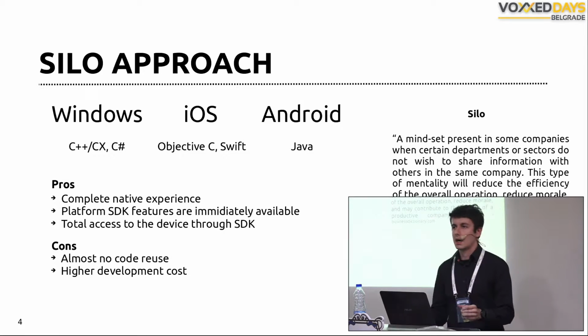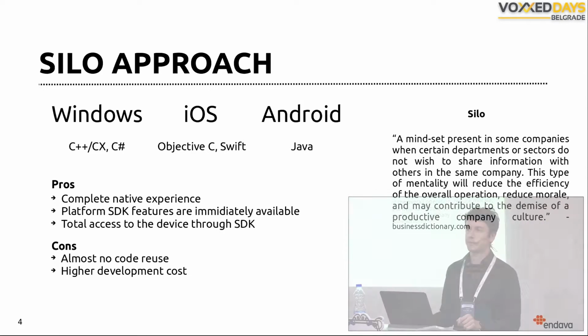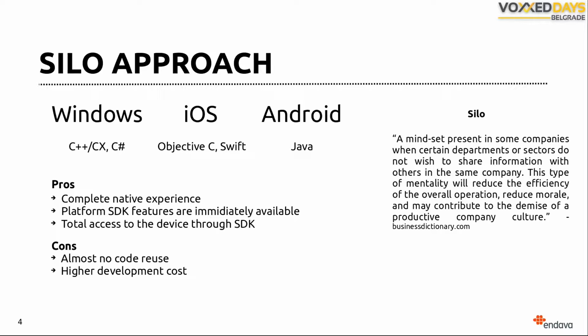Of course, the pros are that you can use the complete SDK of the platform you are developing on. If you're developing for Android, you have the complete Java SDK in your hands to do whatever you want, and you don't have to worry about third-party libraries and other minor things that are not related to the business logic itself. That's the major thing that is good about the silo approach.